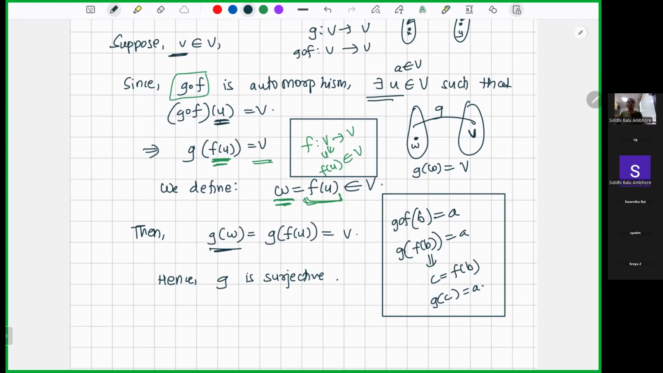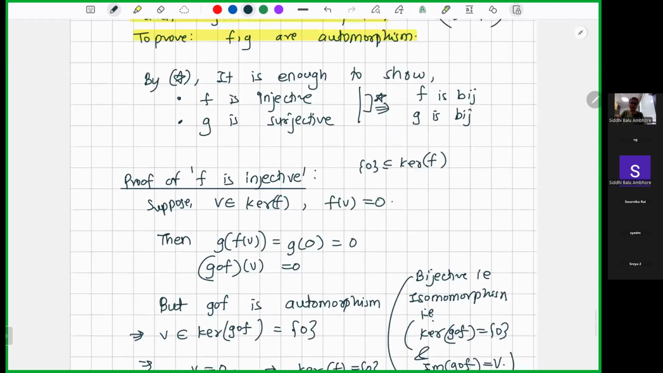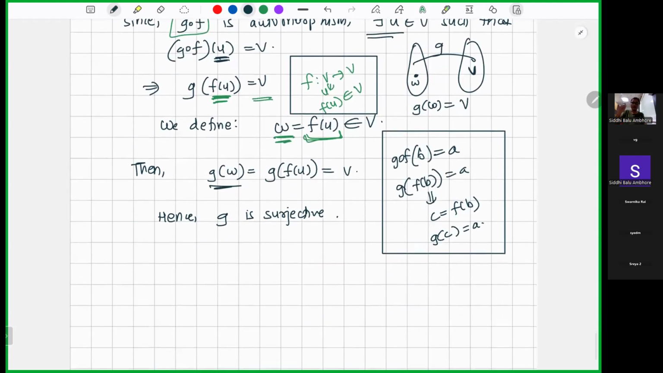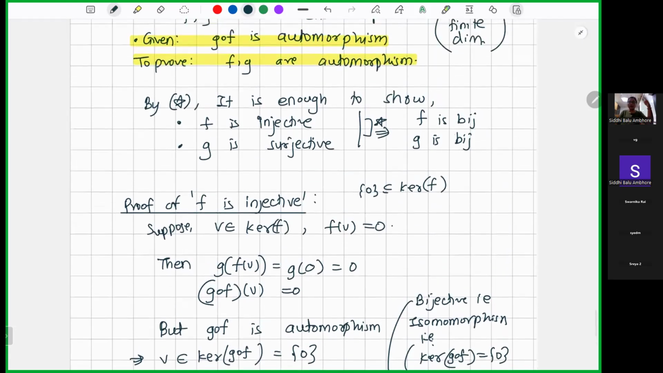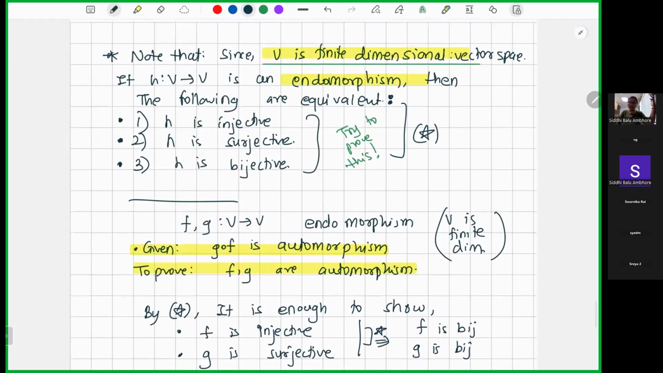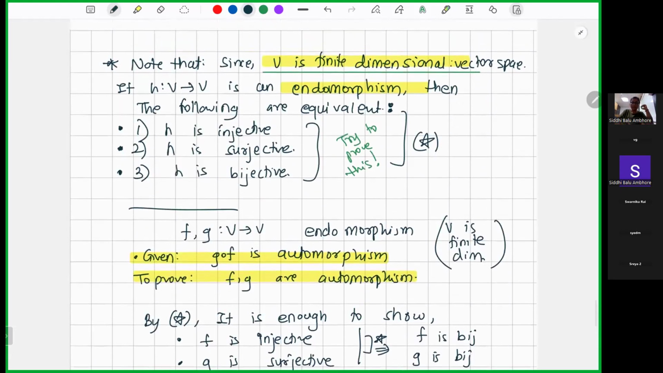Is that okay now? And again, using the star, since we are in a finite dimensional vector space, the moment I have a surjective map, it will be injective and hence bijective. So therefore G is an automorphism as we wanted. This happened because we are in a finite dimensional vector space. So do you think this will also happen in an infinite dimensional vector space?